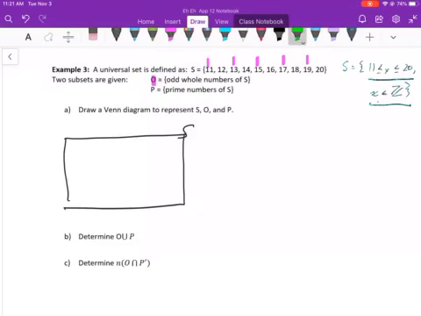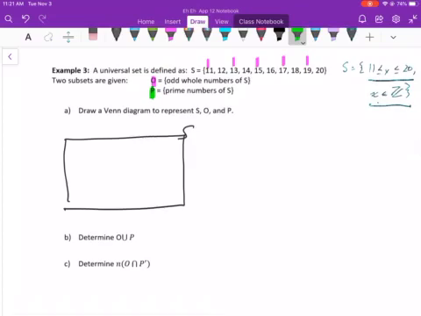Now, P is all the prime numbers of S. So I'm just going to put some dots with the prime numbers of S, which include 11, 13, 17, and 19.